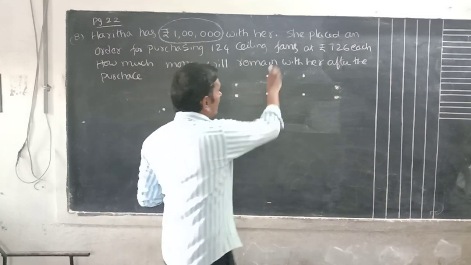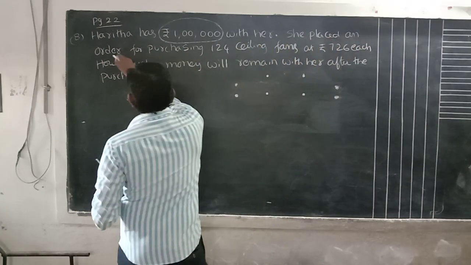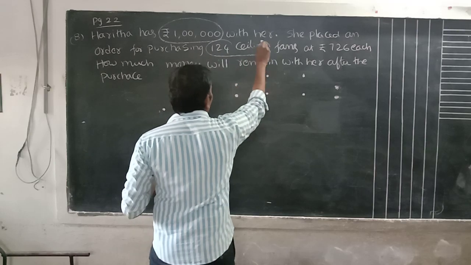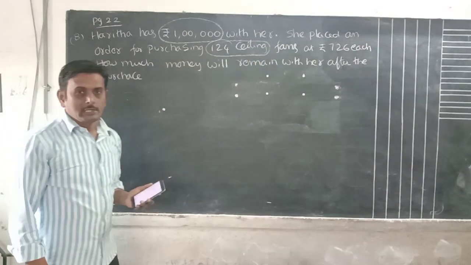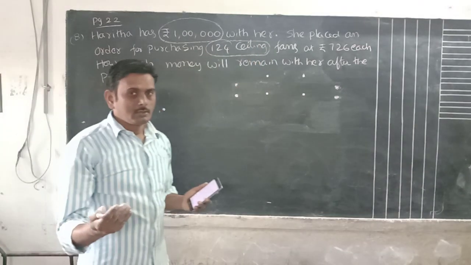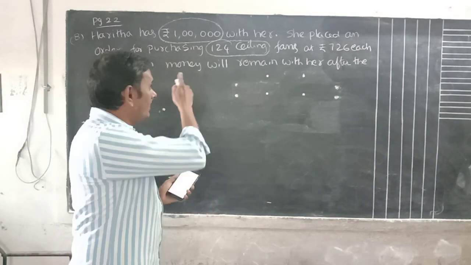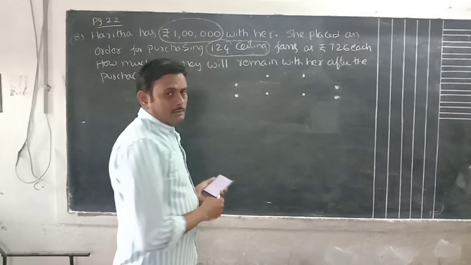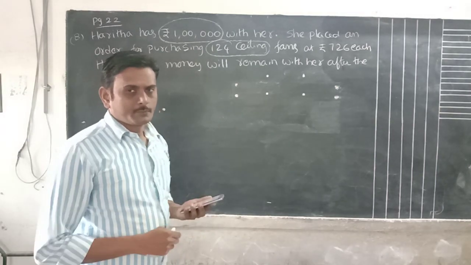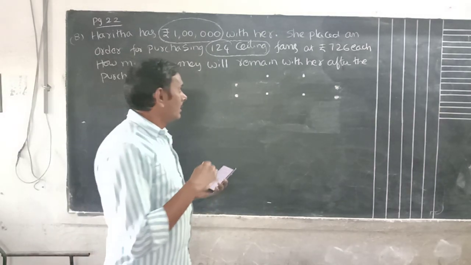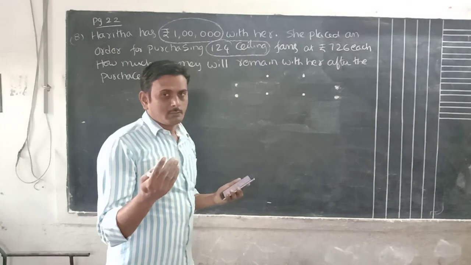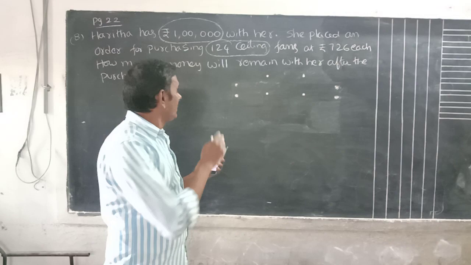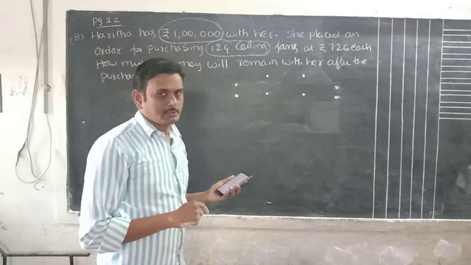We will learn now. She placed an order for purchasing 124 ceiling fans. What does she want to purchase? Ceiling fans. How many? 124 fans she wants to purchase. So she gave an order, online. We have to take that she wants to buy online. So she ordered 124 ceiling fans.